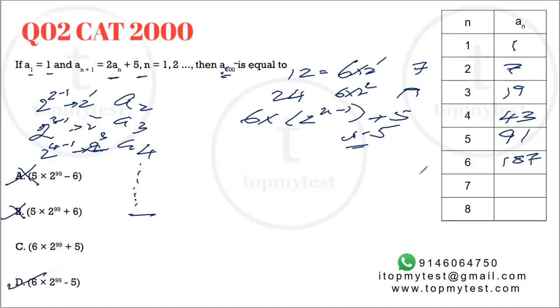You can verify it for a later one also. So if you take 6 into 2 cube, 2 cube is 8, 8 sixes are 48, 48 minus 5 is 43. Want to verify it for one more term, 6 into 2 to the power 4, 2 to the power 4 is 16, 16 into 6 is 96, 96 minus 5 is 91. So basically option D is your correct choice.